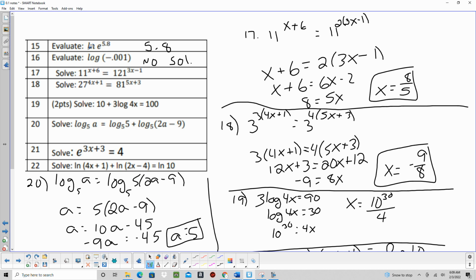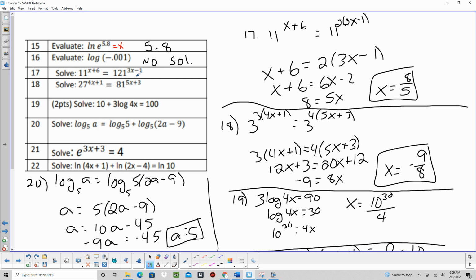Number 15, the natural log and the e are going to cancel each other out. If you don't believe that, set it equal to x. And remember, the base here is e. Rewrite it in exponential form. You're going to get e to the x equals e to the 5.8. Number 16 is no solution because you can't take a log of a negative.